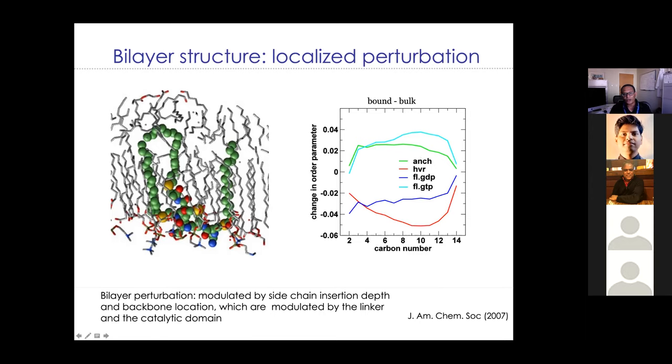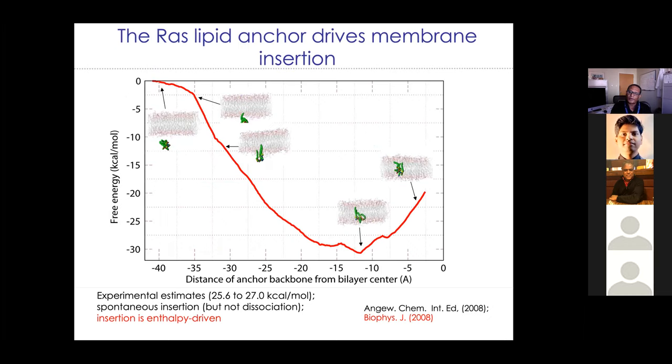This anchor is just a lipid anchor, and HVR is when we have the longer tail included. And the full length GDP and GTP. So, as you can see, the effect is not identical among the different constructs. There are variations, but the bottom line is that the insertion of these peptides or proteins into bilayers has an impact on the local structure of the membrane.